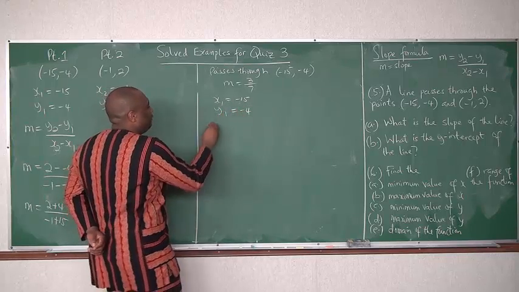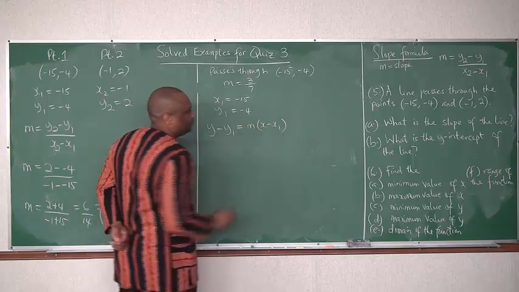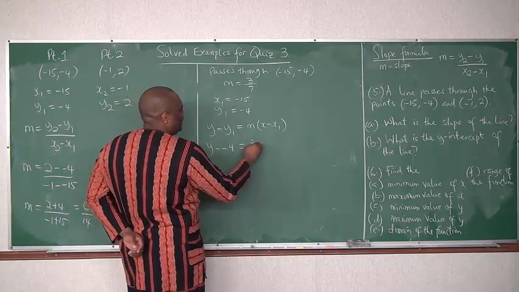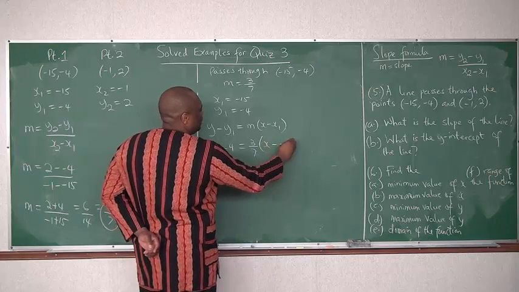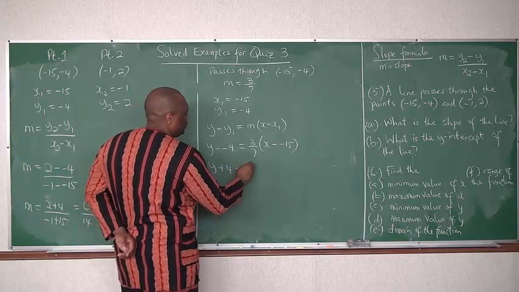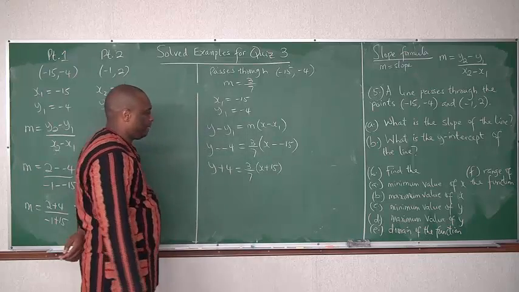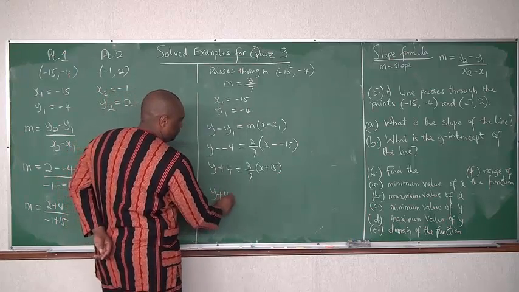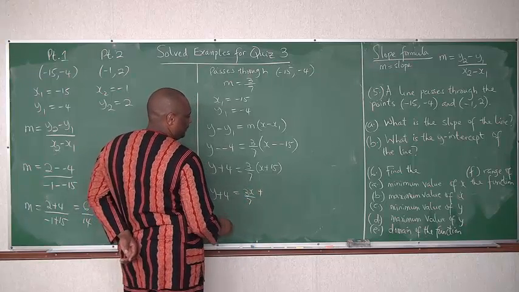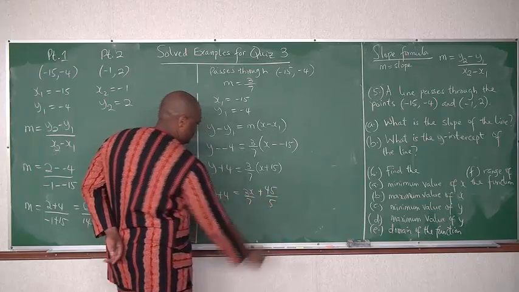For the point slope form, y minus y1 is equal to m times x minus x1. Now y minus minus 4 is equal to 3 over 7 times x minus minus 15. Y plus 4 is equal to 3 over 7 times x plus 15. Y plus 4 is equal to 3x over 7 plus 3 times 15, which is 45, over 7.